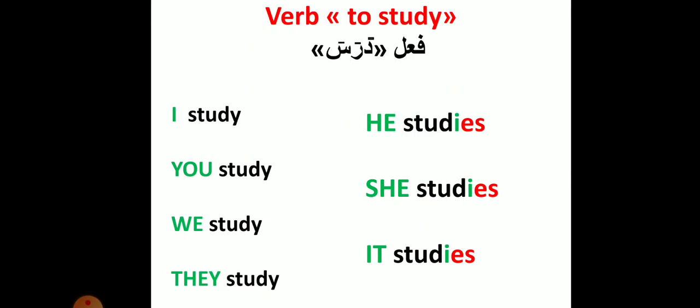Verb to study. Verb to study. For I, you, we, they, we keep the verb in the infinitive, no change. For he, she, and it, we change y to i and we add es. Okay, because y is preceded by d. D is a consonant. Okay, I study, you study, we study, they study. He studies, she studies, it studies.